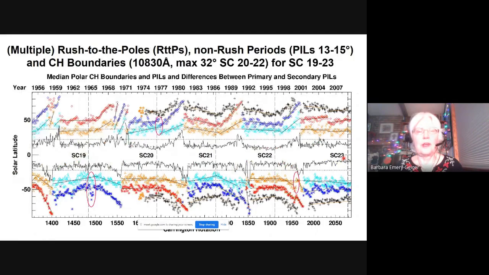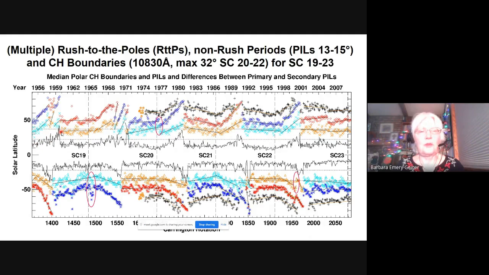This is the full 5 solar cycles. So this is the northern hemisphere, the southern hemisphere. This black line is the difference between the primary and the secondary, which tends to be, here's a dotted line at 22 degrees, so it tends to be about maybe 15 degrees perhaps. And it's least in the period between solar max and solar min, which I'm going to be calling non-rush, as opposed to the rush to the pole period, which is between solar min and solar max when things change.